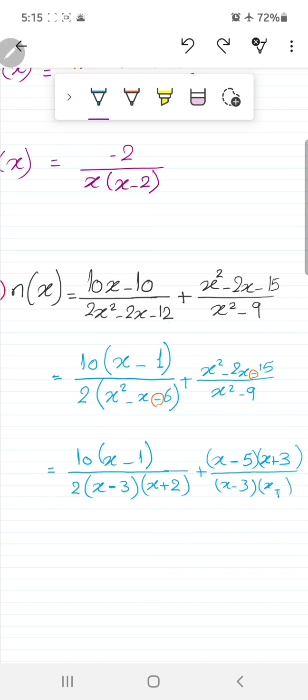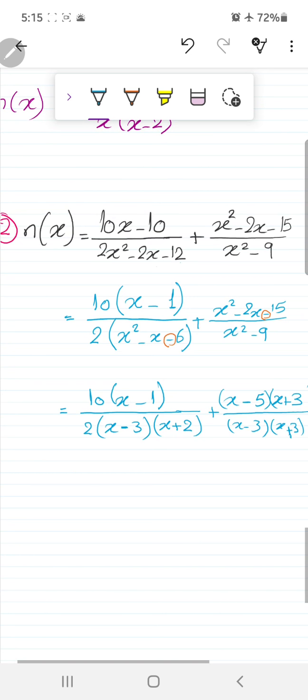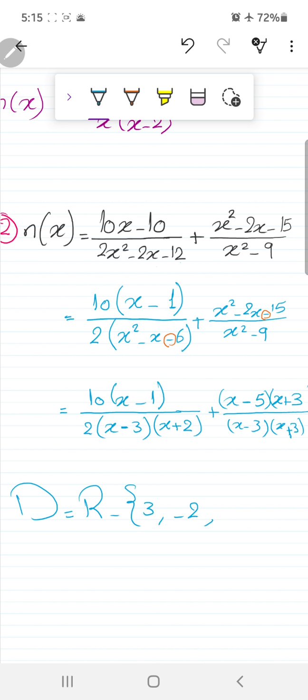X plus 3. Then we have the domain. Domain here is R minus the set of zeros of the denominator. Here 3, negative 2. Here write 3 before, so write negative 3.